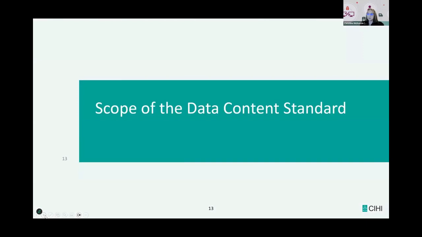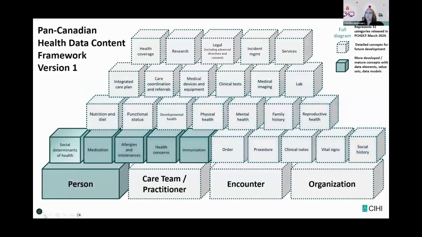So next, I'm going to talk to you about the scope of the data content standard. The scope of the Pan-Canadian Health Data Content Framework for version 1, which we released back in September, included the TIL blocks that you see here on the screen. The representation of the TIL blocks is because those concepts are more developed and mature. They've been consulted on. They have data elements, value sets, and data models associated to them.